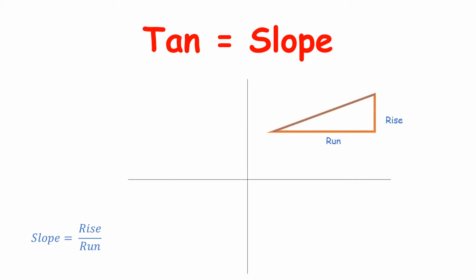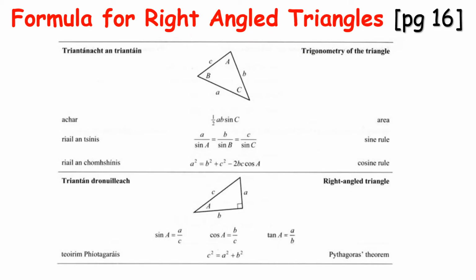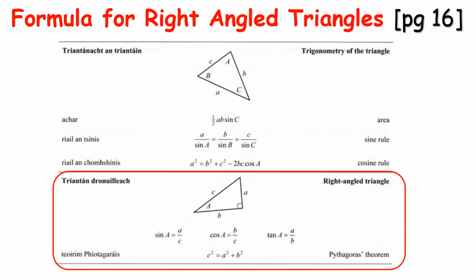If I then put a right angle triangle on top of that, effectively what we had already made, given our angle A here, this side is opposite and this one is adjacent. So rise over run would be the same as opposite over adjacent, which is the same as the tan of angle A. So be really clear about that connection between tan and slope. The formulas for right angle triangles are available in our log tables on page 16.